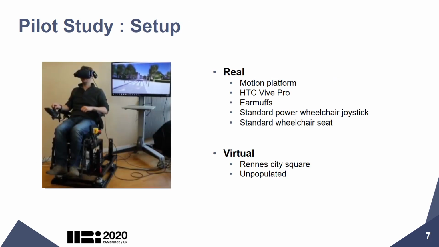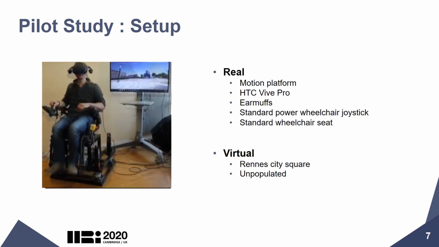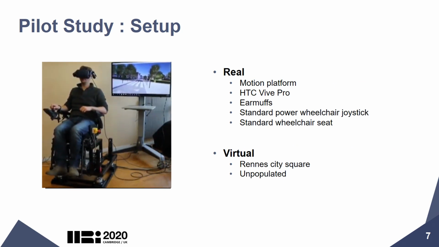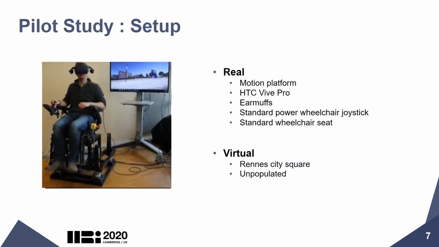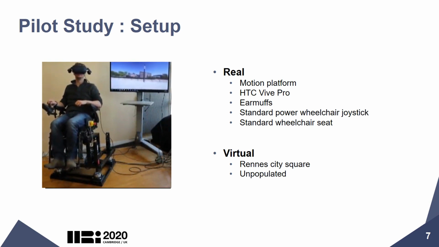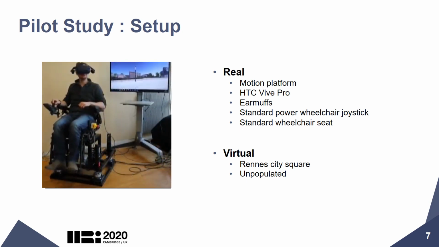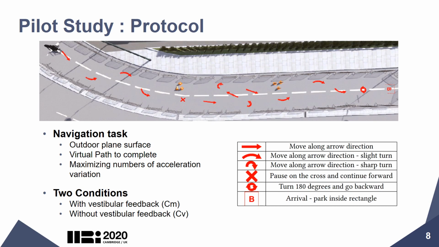For this experiment, a virtual reality headset, the HTC Vive Pro, has been used as a display interface. Also, a standard wheelchair seat and joystick have been used as the motion platform is mechanically and electronically compatible with a real power wheelchair. Participants were also equipped with earmuffs to avoid any sound distractions and focus on the virtual tasks they had to do. Indeed, inside an outdoor virtual environment representing a square of the French city Rennes, each participant had to complete a navigation task. The task was built to maximize the number of acceleration variations to be sure that users would feel vestibular feedback, if any.